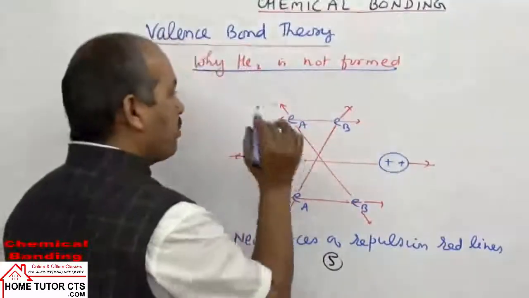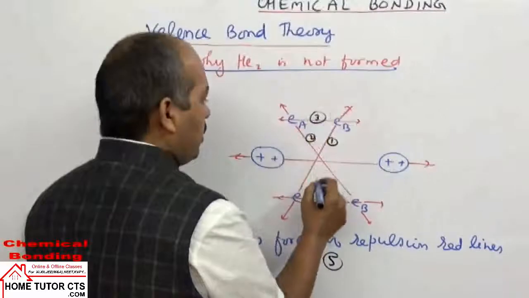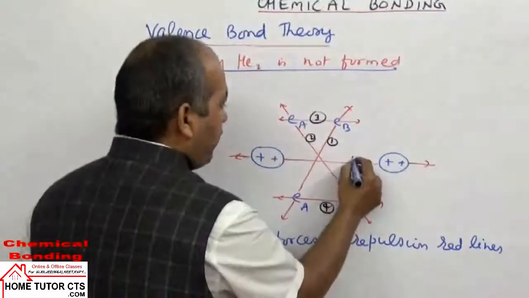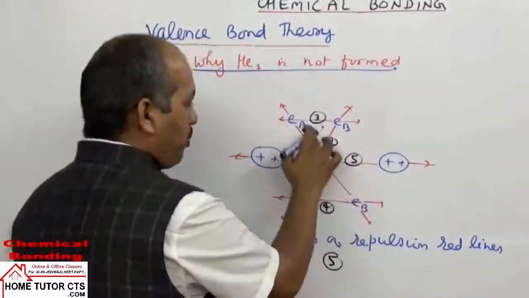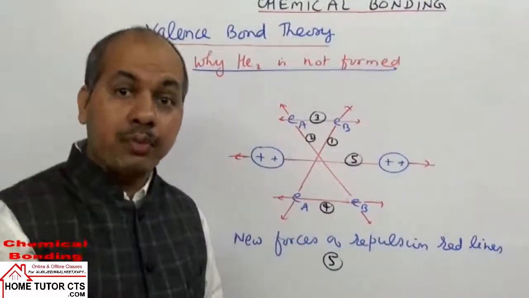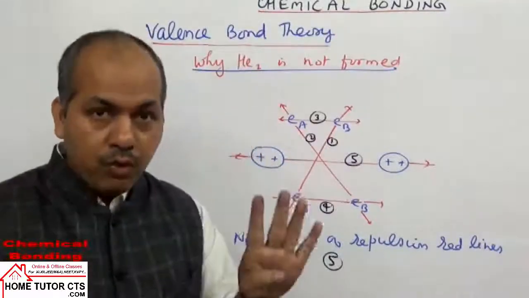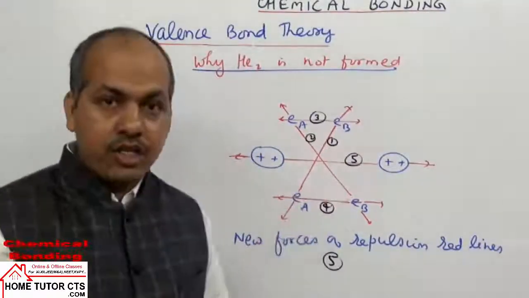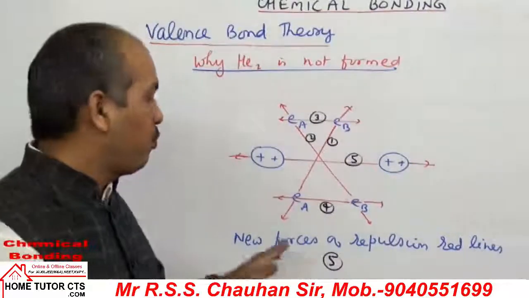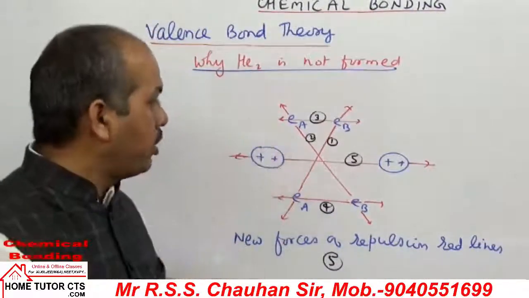5. You can count. 1, 2, 3, 4 and 5. It is common, so I'm not counting again. So we can have 5 new forces of repulsion. We were having just 4 forces. We were having 4 new forces of attraction, while we are having 5 new forces of repulsion, which have been given by solid lines here.